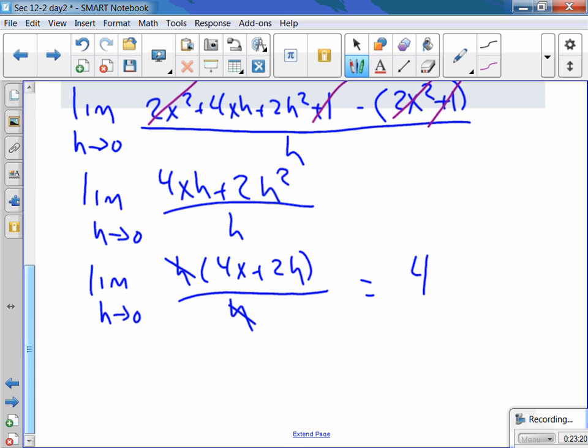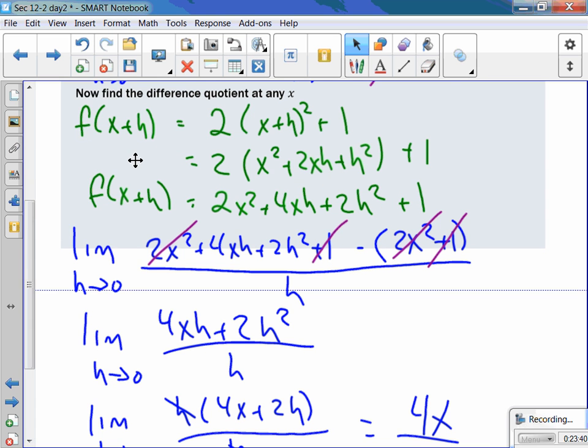In the first part, we did it for x equaling what? 2. So if I already knew this equation here, I just substitute in x equals 2, 4 times 2 is 8, which is exactly what we got for the first one. All right? Questions?